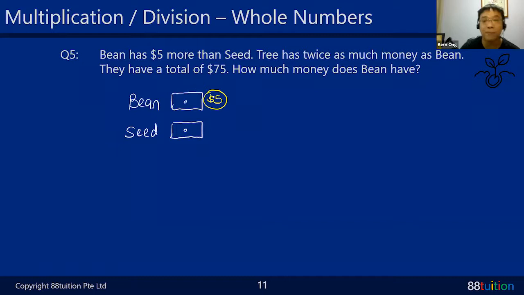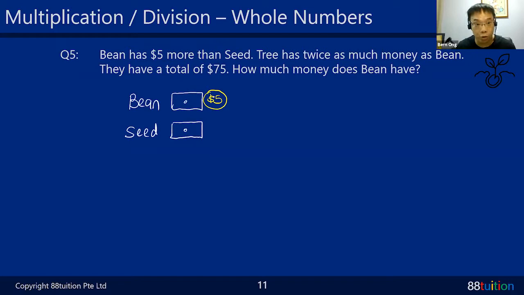The circle, yellow color, is $5. Why do I put a circle? Because I know the value. I know that it's $5 more. So 5 is a value, it's a number, so I purposely draw something different. Is it true that Bean has $5 more than Seed? Yes, it's still correct about my drawing.